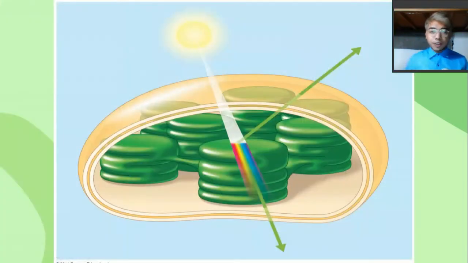Moving forward, once again, just like what I stated earlier, in the case of this organelle known as the chloroplast, it reflects green light but absorbs the different colors of light.